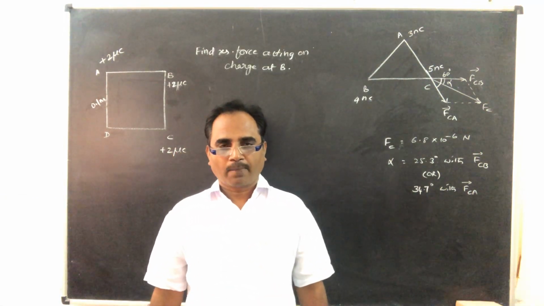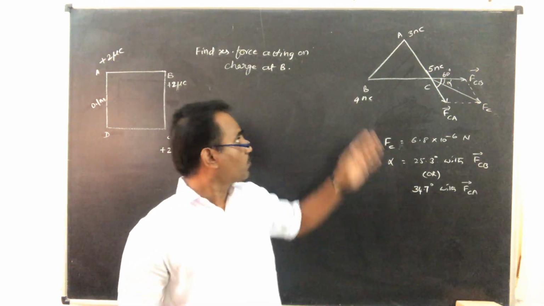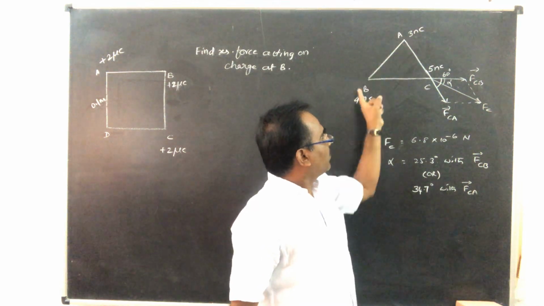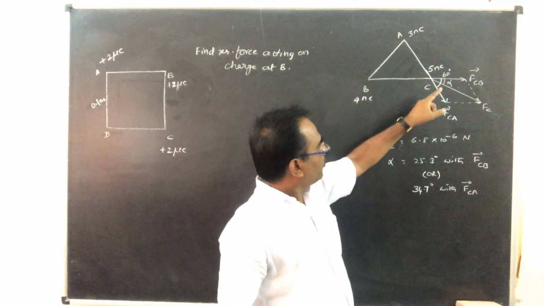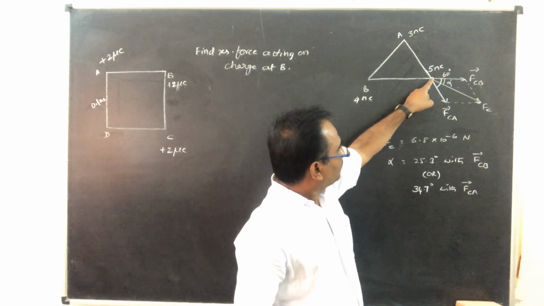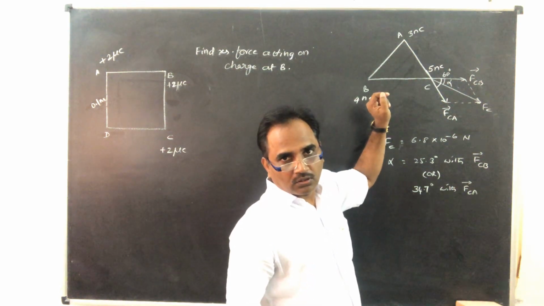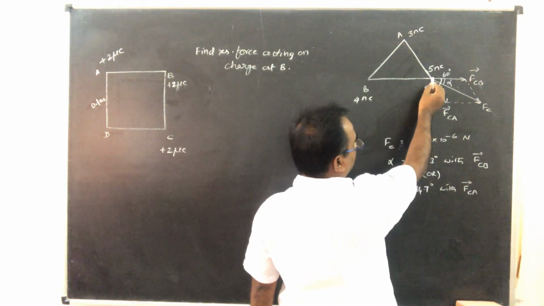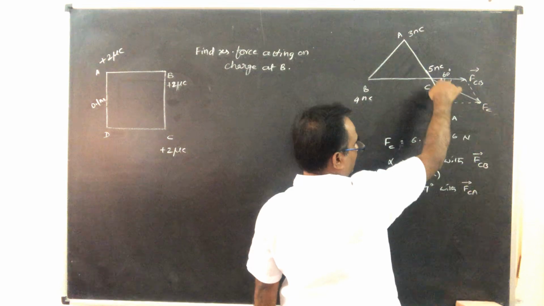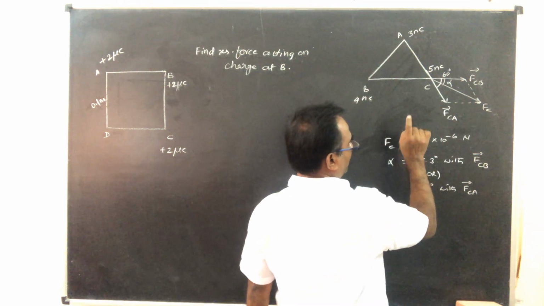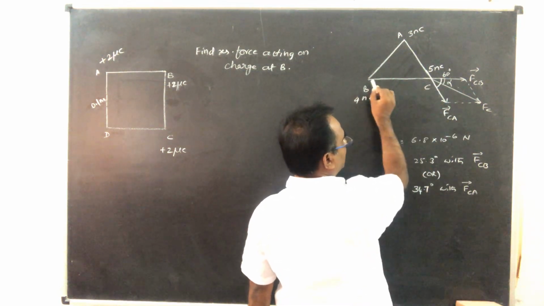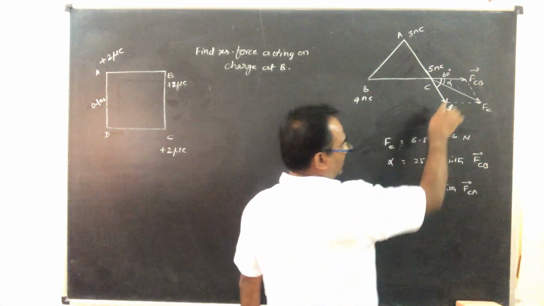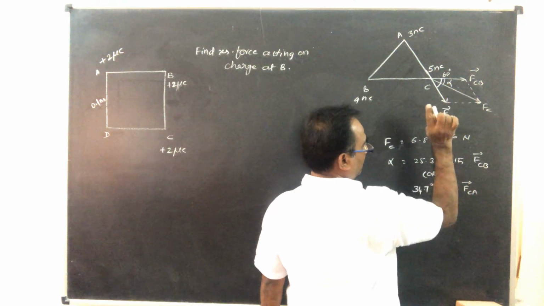Dear students, in the last class I told you to complete this problem where three charges were given like this. You are asked to find the resultant force on the 5 nanocoulomb charge. So, first I told you to find the force on the charge at C due to the charge at A, FCA. Then force on the charge at C due to the charge at B, FCB. Next you have to find the resultant of these two by using this parallelogram law.